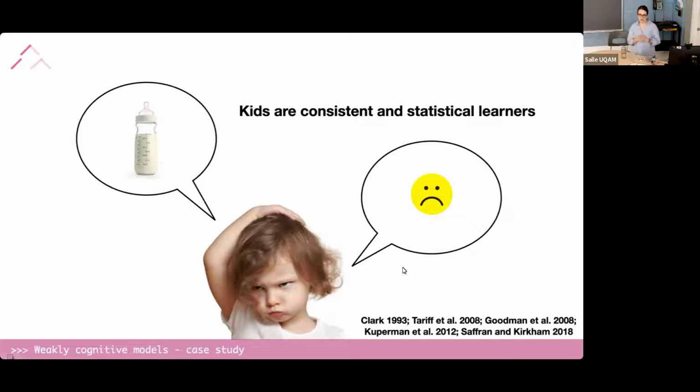We also know, though, that there have been results showing that kids do track things like co-occurrence statistics, at least when they're trying to learn new word boundaries. So in this particular project, we were interested in seeing whether or not that tracking of co-occurrence statistics could also be happening at the word meaning learning level.